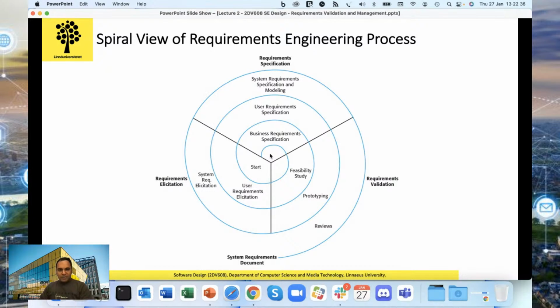If you remember the spiral view of the requirements engineering process, in the previous lecture we mostly talked about requirements elicitation and requirements specification, but today we will talk mostly about requirements validation. Once you have your requirements document, you are in the implementation phase, and after or during that phase there is also the requirements management phase. We will cover both the validation phase and the management phase today.